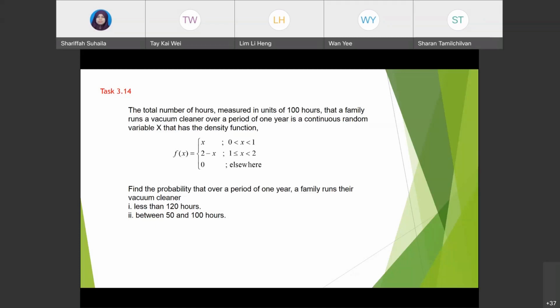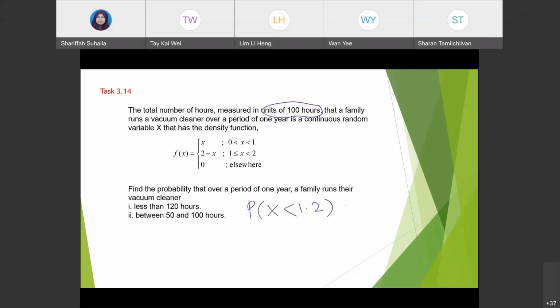So you want to find the probability that over a period of 1 year, a family runs their vacuum cleaner less than 120 hours. So you want to find the probability X less than 120 hours. How do you want to write 120 hours? Is it X less than 120, or is it X less than 1.2? Okay, 1.2, good. That's because we give you in terms of 100, so that's 120 divided by 100. So probability X less than 1.2.